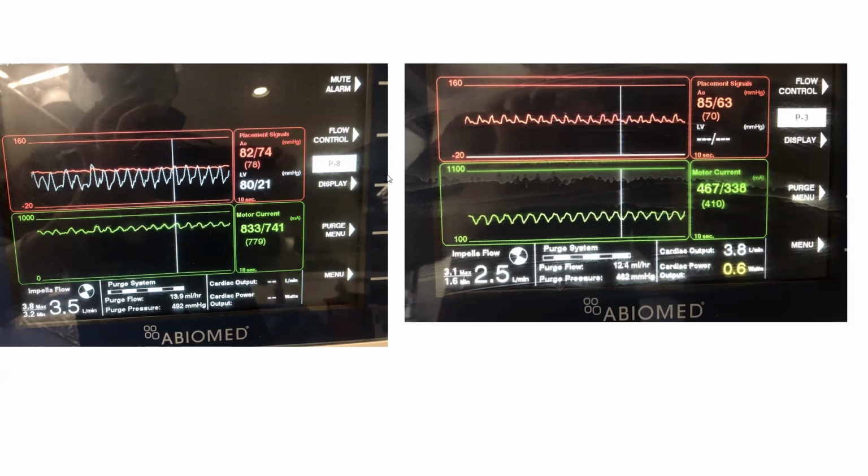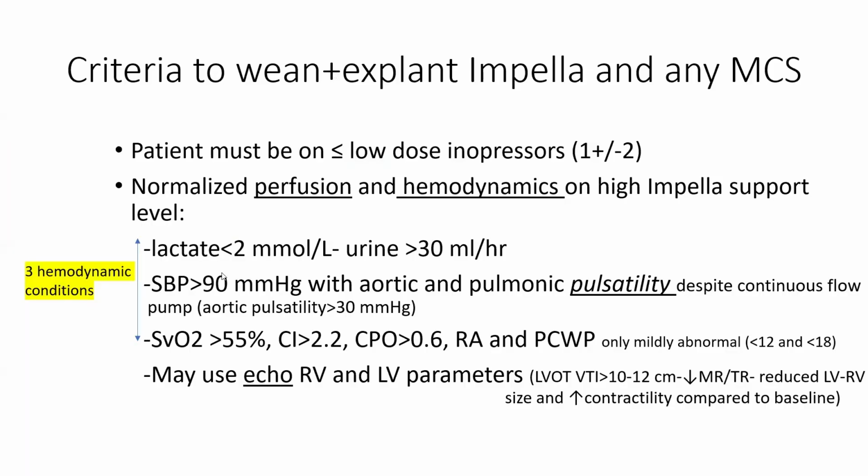Compare this versus that. We follow lactate when the patient is stable every 12 to 24 hours. We follow systemic blood pressure and pulsatility. And we follow those SWAN hemodynamics: mixed venous O2 over 55%, cardiac index over 2.2, RA and wedge pressure must be less than 12 and 18 to be ready to be weaned, and cardiac power output.